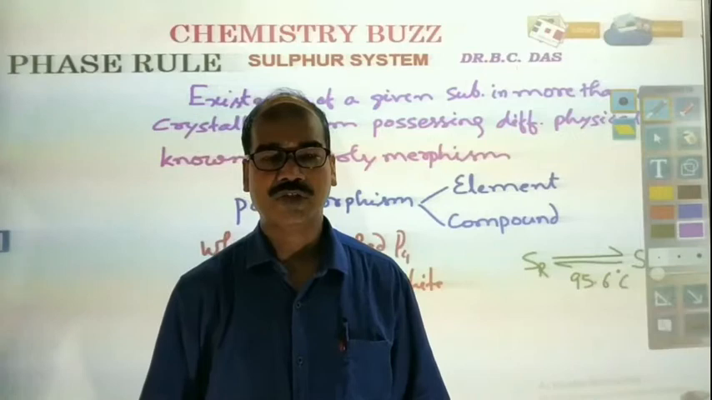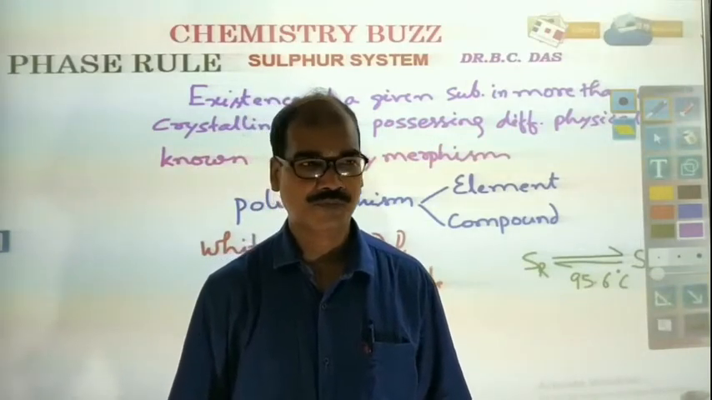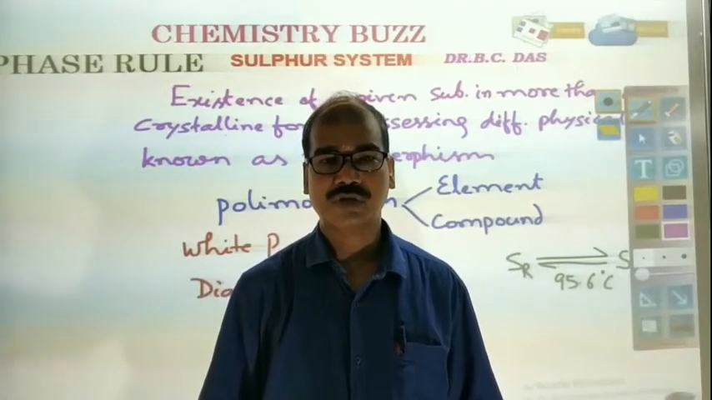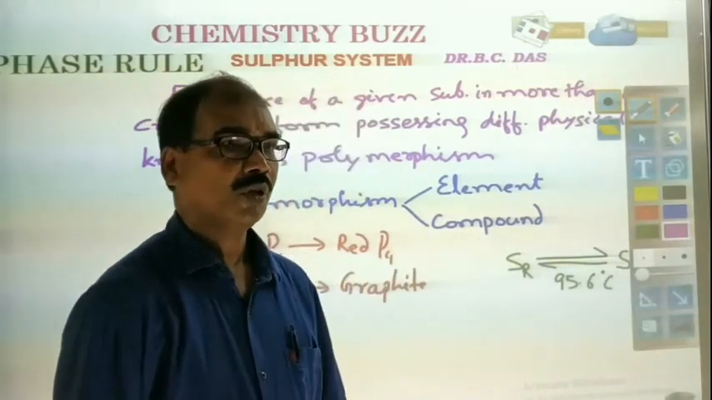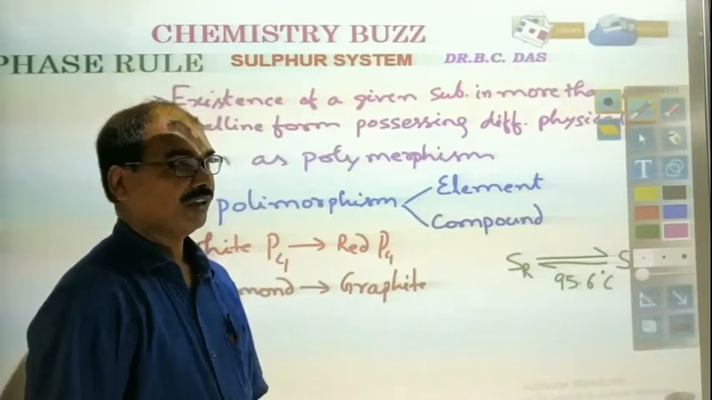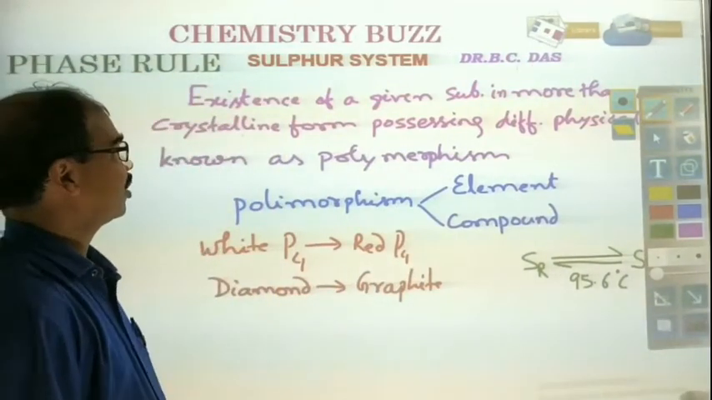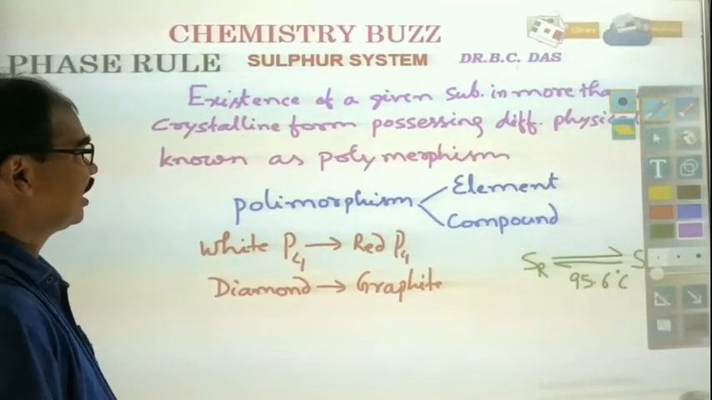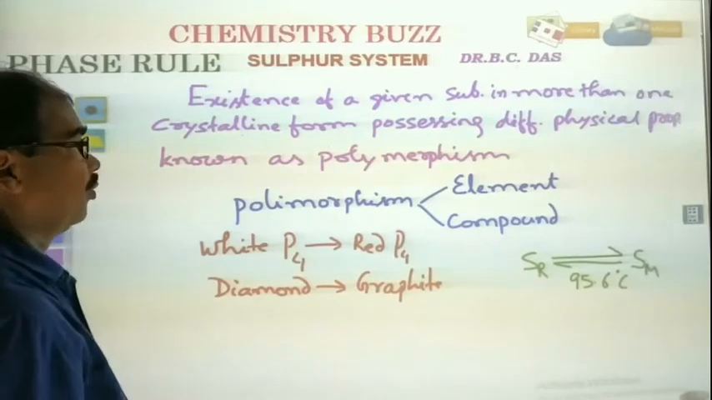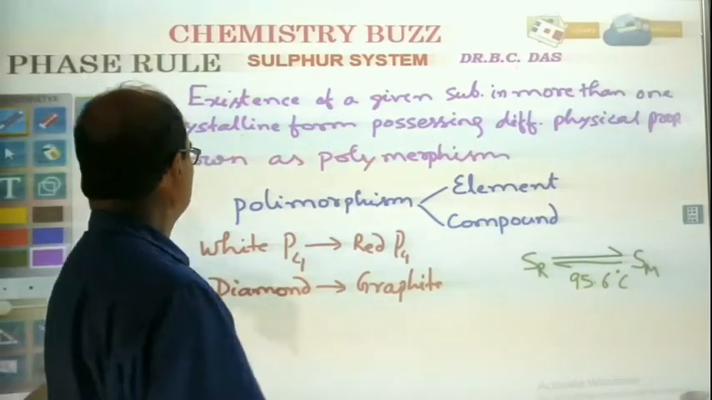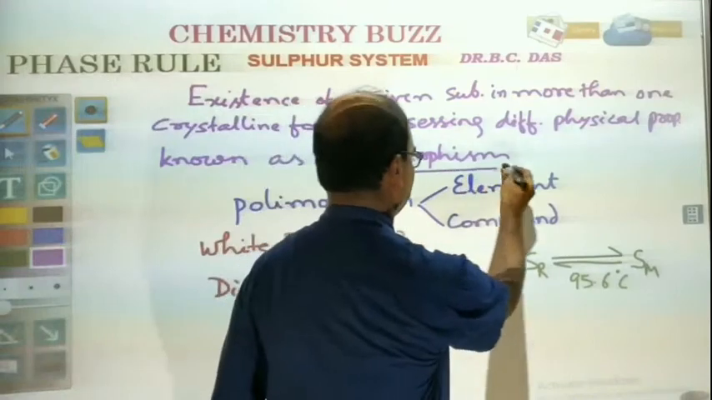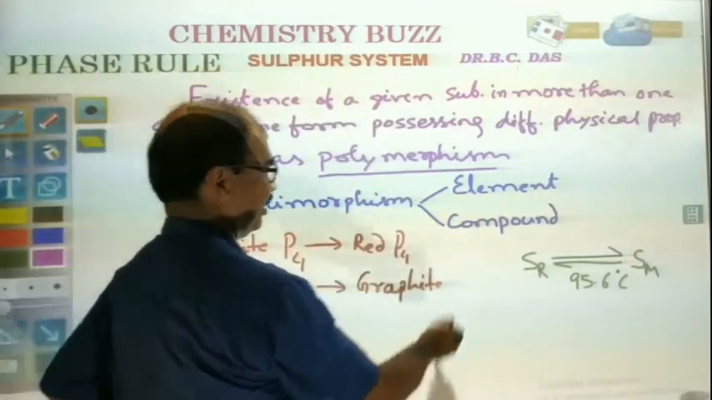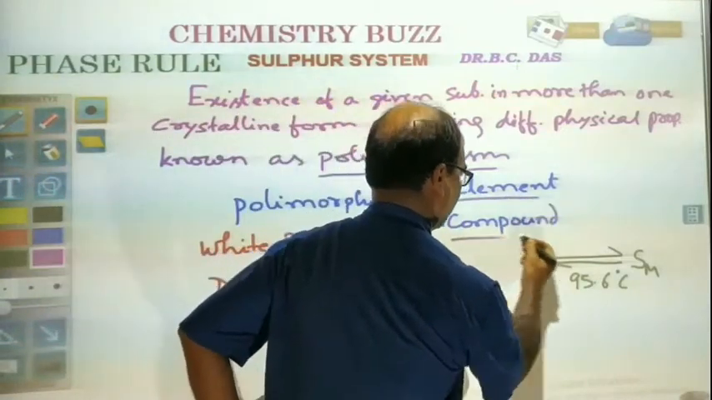Today I have to discuss the one component sulphur system. So first of all, let us know the physical forms of sulphur. The existence of a given substance in more than one crystalline form possessing different physical properties is known as polymorphism. This polymorphism is exhibited by the elements and the compounds.